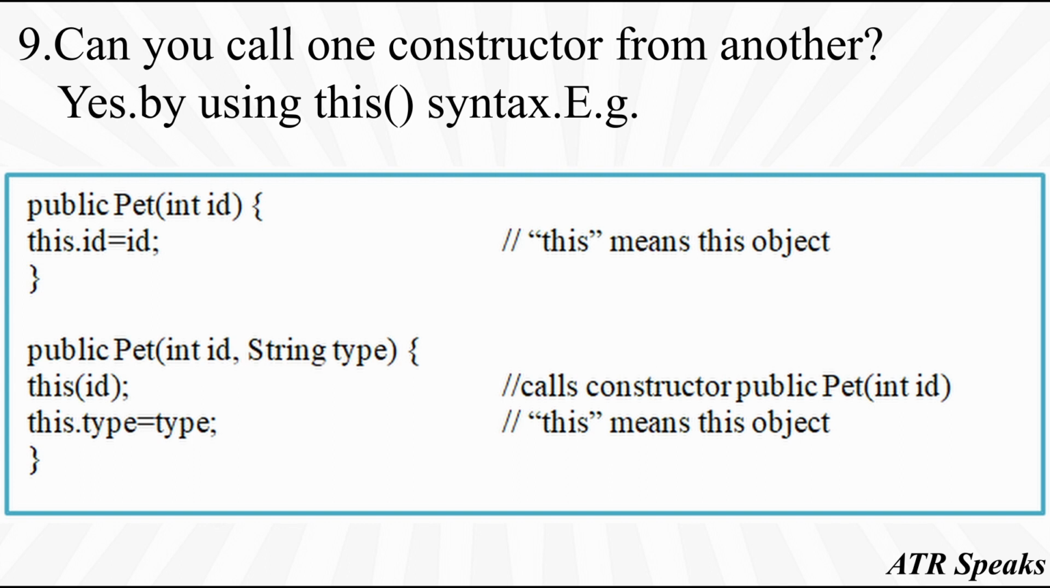Next question is, can you call one constructor from another? Yes, by using this syntax. For example, there are two constructors with a different number of parameters. So, here the second constructor calls the first one, public Pet(int id), using this.